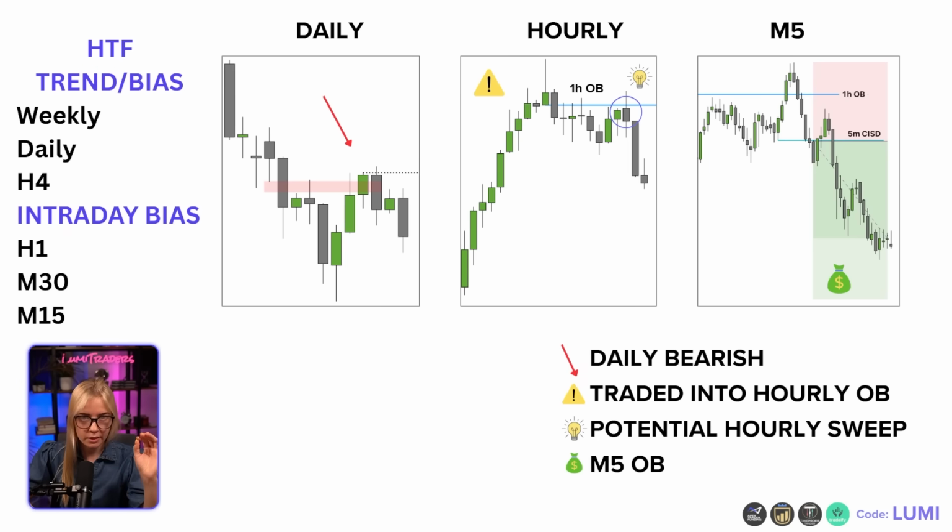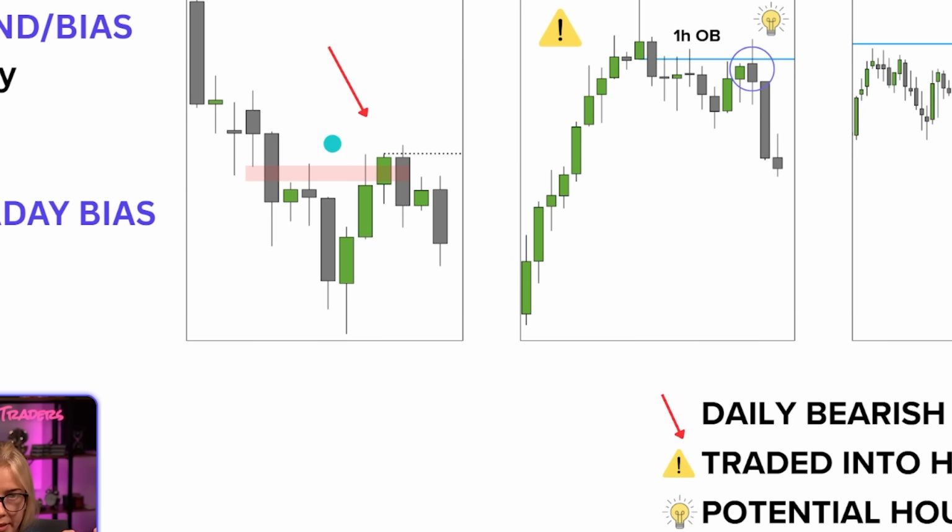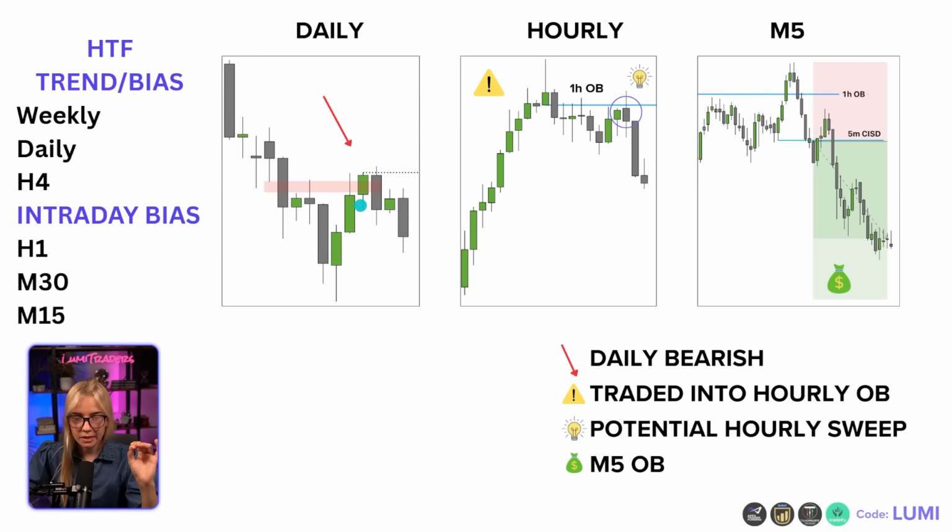For example, here is the daily chart on gold. What we can see, price traded into a daily fair value gap. We got a second retest as well as a liquidity sweep. So looking at the overall picture, we're sitting inside a downtrend. This means my daily high time frame trend or bias is going to be bearish.